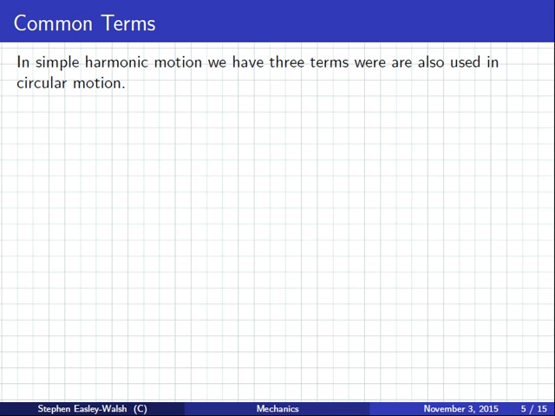Right, so in simple harmonic motion, we have three terms that we also use in circular motion. So think about the motion in a circle, and then simple harmonic motion. What terms do you think would be the same? Well, time would be one, okay? So in circular motion, you have the time for one rotation. So what do you think the time is here? For one oscillation, yeah, to go from down to back up. So you have one time.